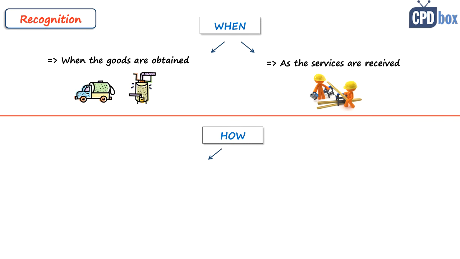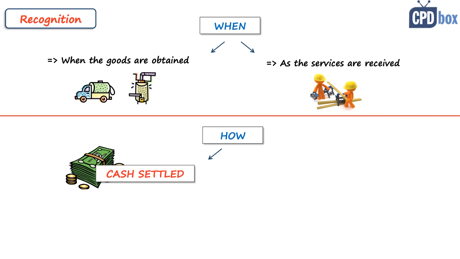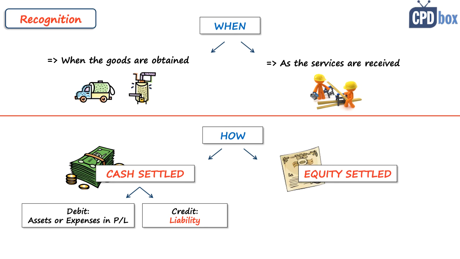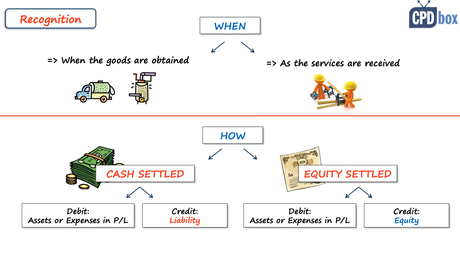If the transaction is cash settled, or an entity pays in cash based on the price or value of its equity instruments, then it's necessary to recognize the services or goods received. So we need to debit either assets, inventories, or expenses, and the corresponding credit is recognized as a liability. If the transaction is equity settled, then the debit entry is the same and the corresponding credit is recognized as equity.